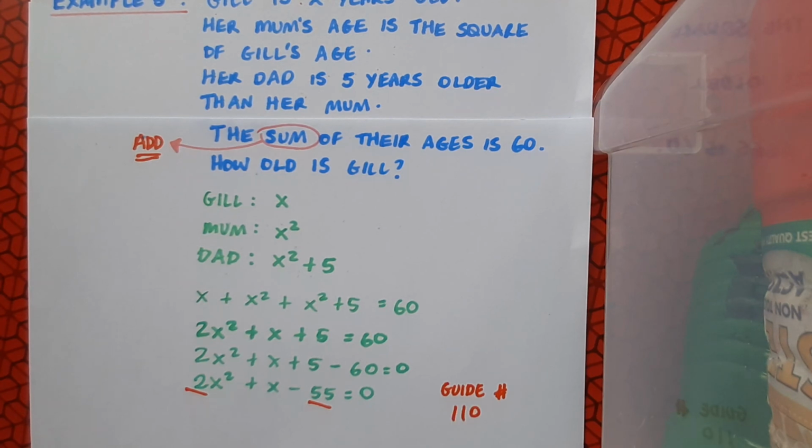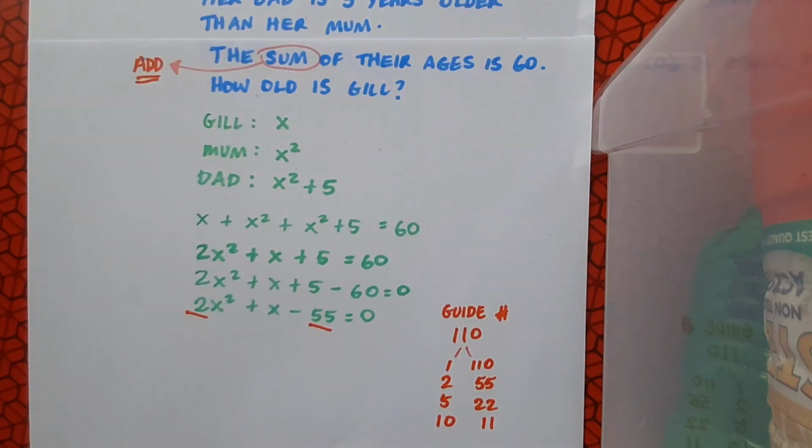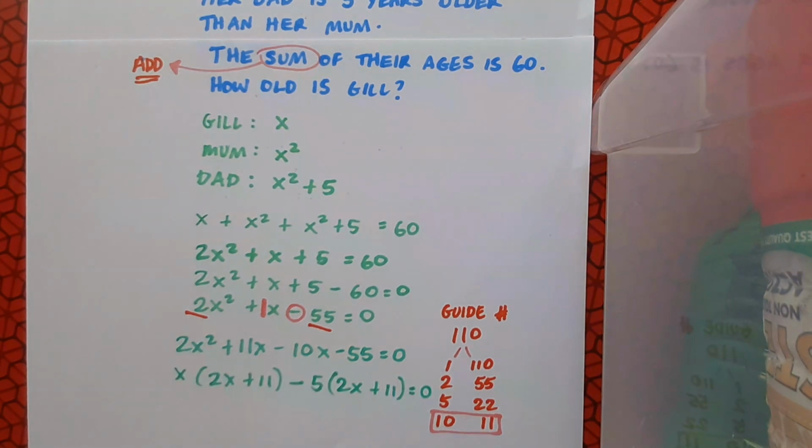So now I need to factorize that 110. So there's my list of factors, and I want to make x in the middle. Don't forget x is the same thing as 1x. This minus here means that I'm using different signs. So which set of factors can I use different signs with to get 1x? Well, it's going to be the 10 and the 11. So here's my quadratic then broken up, and then I'll factorize.